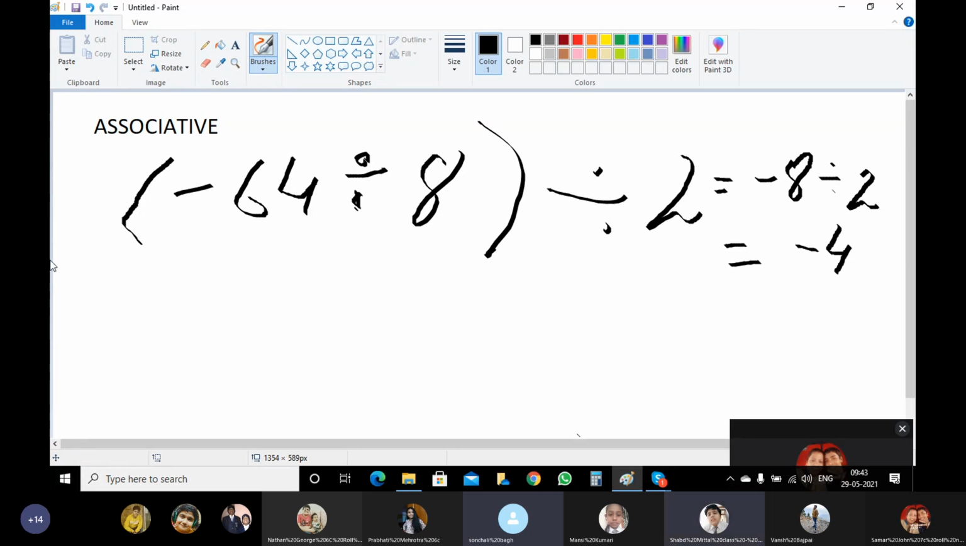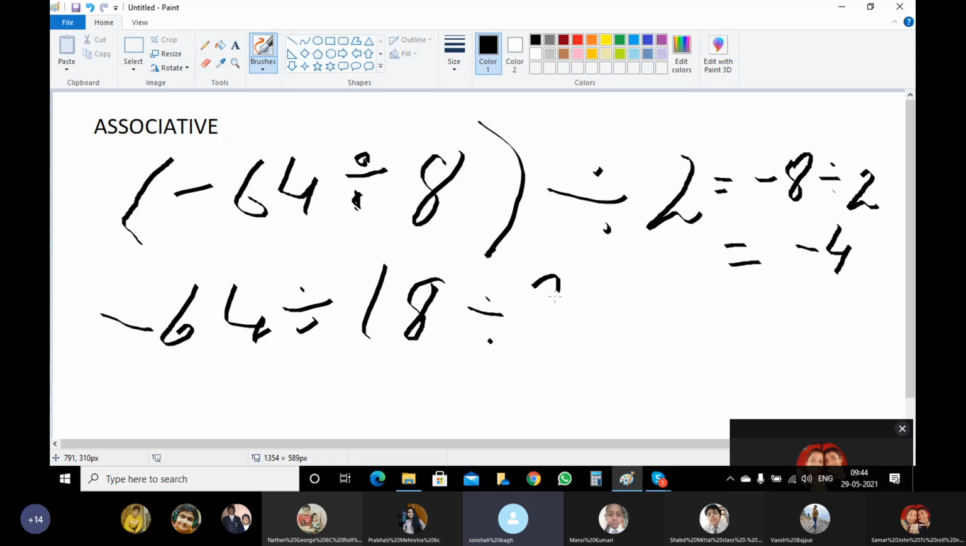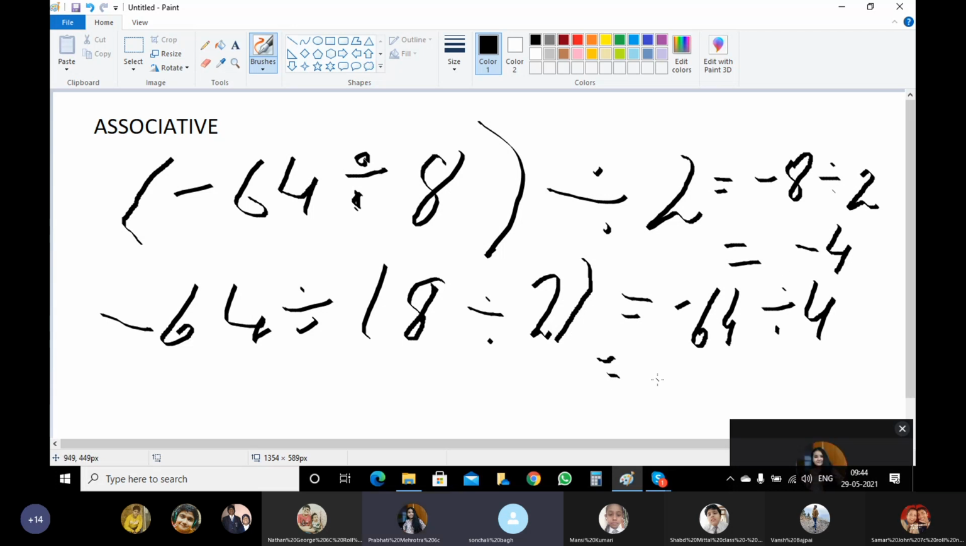Let's see the other method. If I am dividing, let's change it: -64 divided by 8, divided by 2. So what will be the answer? Minus 64 divided by 4, right? Yes or no? And that is equal to how much? Ma'am, minus 16.